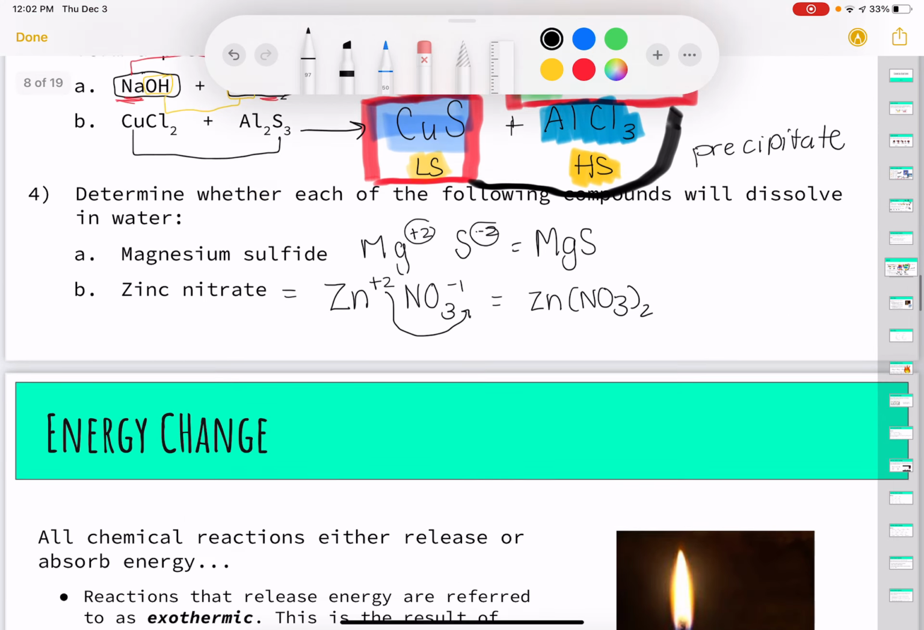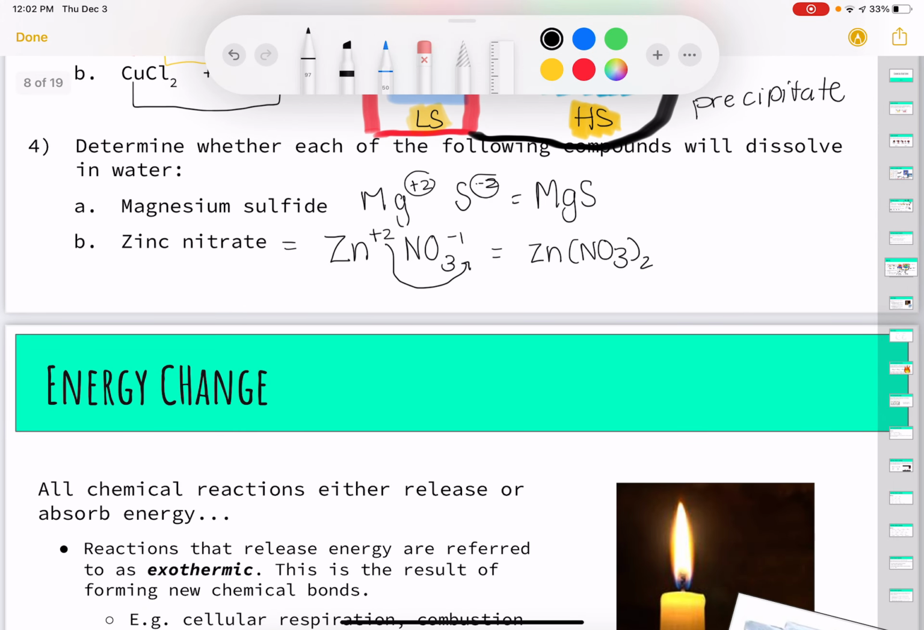So we're going to write that right here. If it has high solubility with itself, that means it's going to dissolve in water. So, good one, dissolves in water.